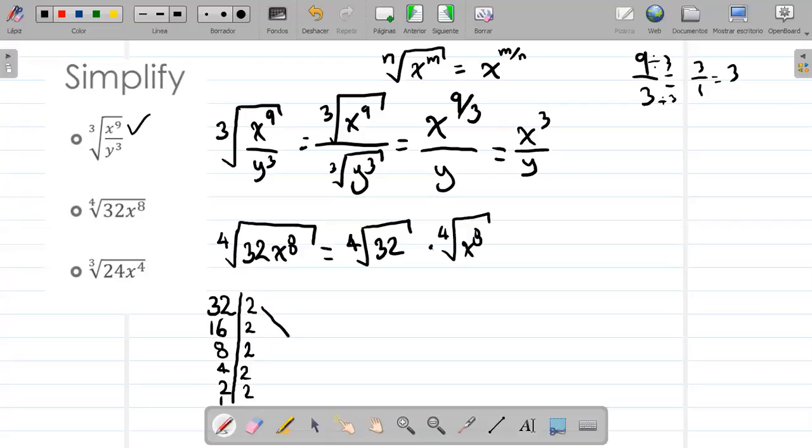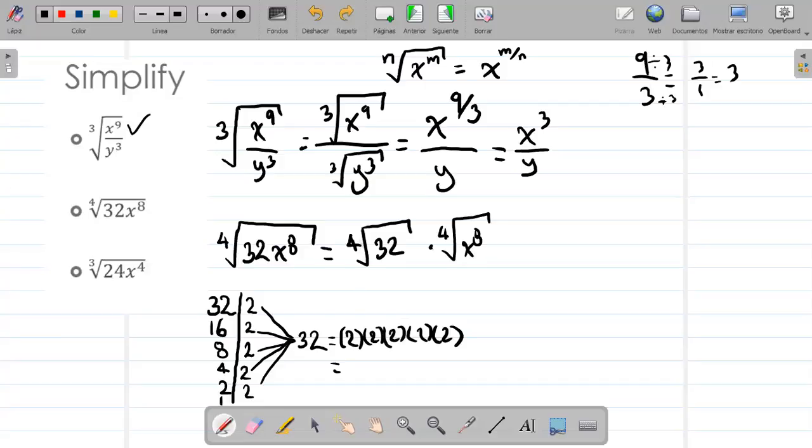So it means that we can write 32 like 2 times 2 times 2 times 2 times 2, 5 times, right? So this essentially is 2 to the power of 5. Okay, 2 to the power of 5 doesn't fit on this, but if you have 2 to the power of 5, then you have 2 to the power of 4.